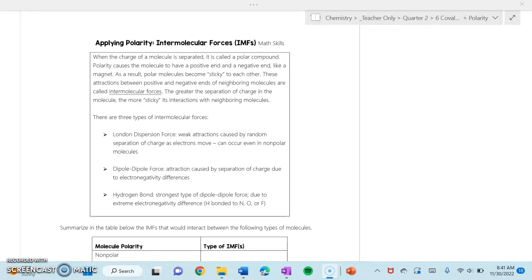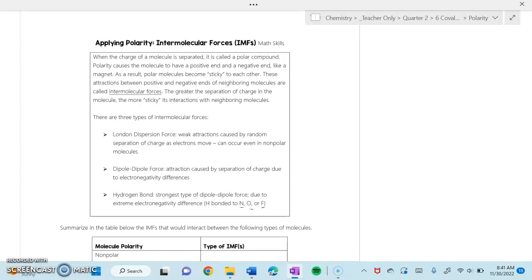And then our very, very electronegative atoms, you'll probably notice fluorine, that's our most electronegative, nitrogen, and oxygen. If you have hydrogen bonded to one of these three in a molecule, then you have an extreme electronegativity difference, which will cause a greater separation of charge and make this magnet, if you will, really, really strong. So our hydrogen bond is that third tier, the strongest type of intermolecular force.